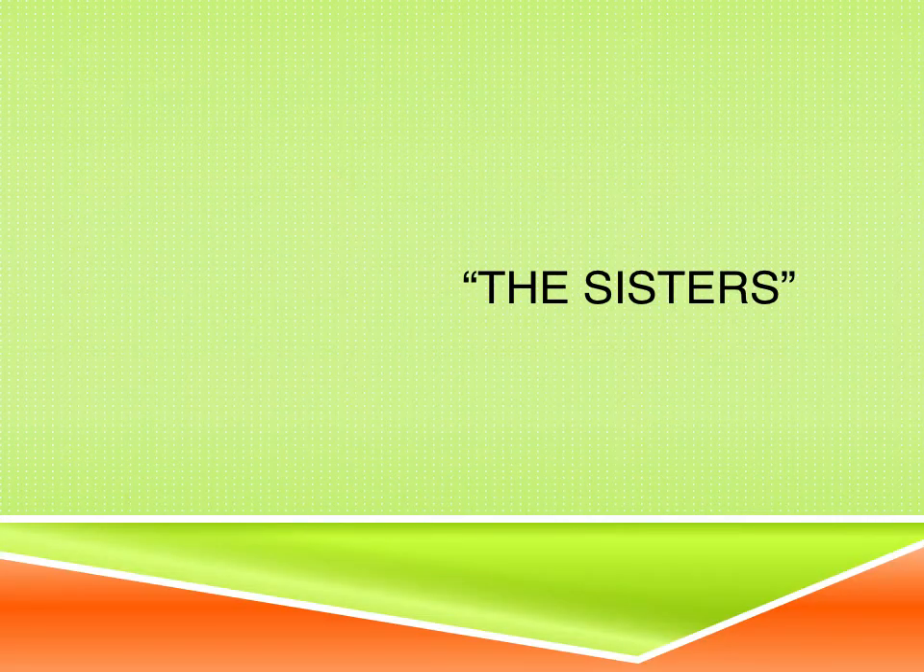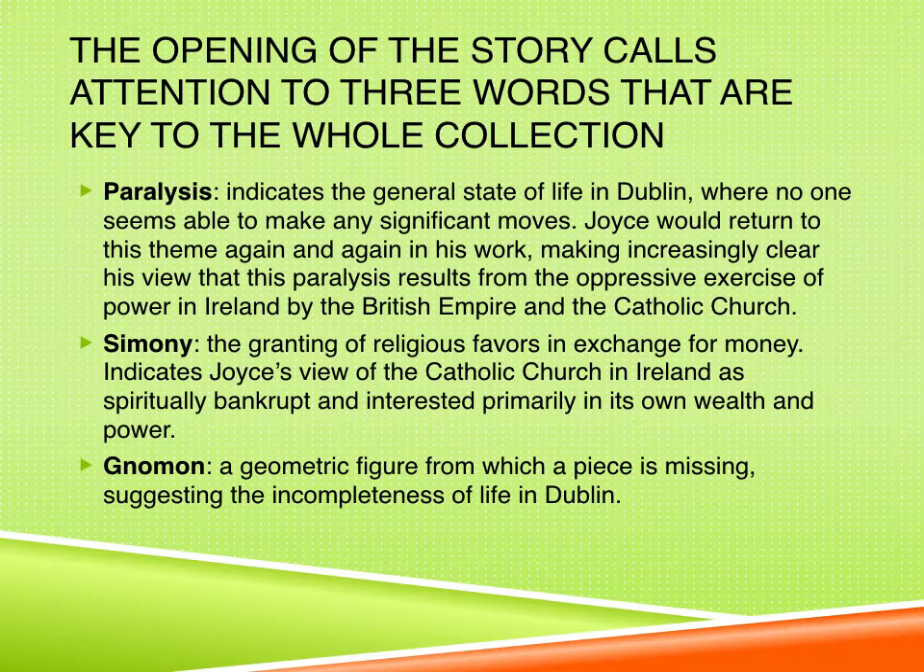So the first story that we're going to be discussing in the collection is The Sisters. The opening of the story calls attention to three words that you need to keep in mind throughout your reading of the stories in the collection: the words paralysis, simony, and gnomon. Paralysis indicates basically the general state of life in Dublin, where no one seems to be able to make any significant moves. It's really hard to overcome your situation or transcend it. Joyce would return to this theme again and again in his work, making it increasingly clear that this view of paralysis results from an oppressive exercise of power in Ireland by the British Empire and the Catholic Church.